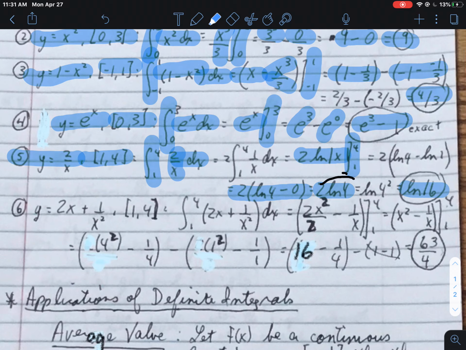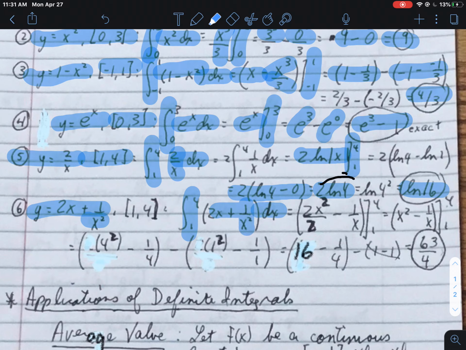Number 6, just throw in one more of these. So again, remind you of some of these antiderivatives. So I've got y equals 2x plus 1 over x squared on the interval from 1 to 4. So I've got the integral from 1 to 4 of 2x plus 1 over x squared dx.